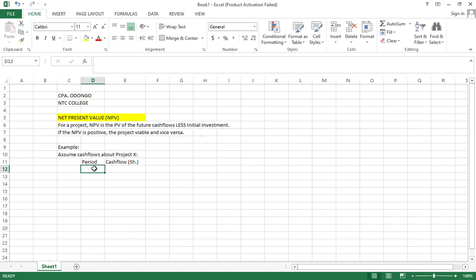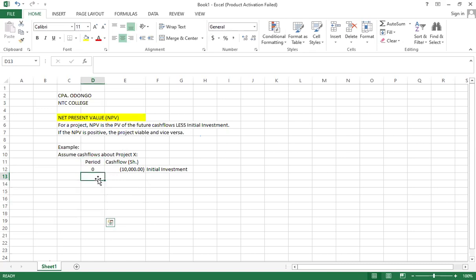The periods will always begin from 0. Period 0 is when you have what we call the initial investment, the money you invest initially. We can assume that this is 10,000, and that is normally presented as a negative figure because it's money that you spent, so it's always a minus.